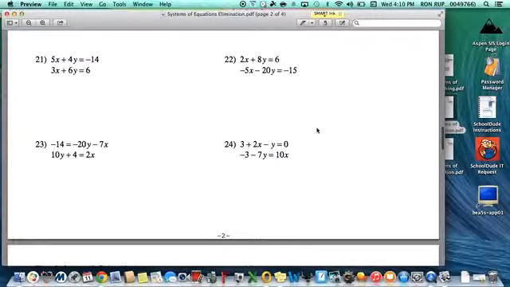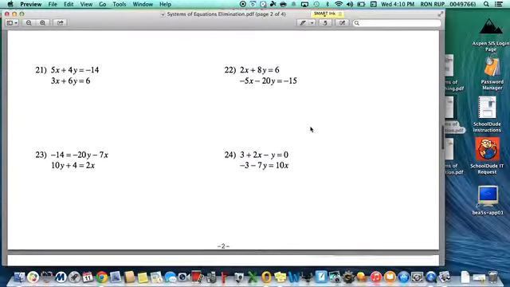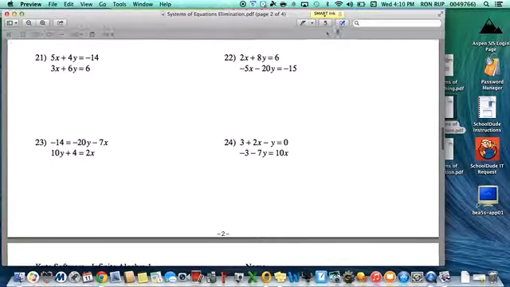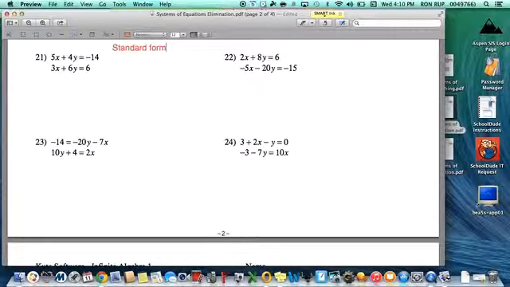Here we go. So actually what we'll end up doing is we'll do 22 and 23 because 23 is very important. So I'm going to write up here the first rule of elimination. It has to be in standard form. And remember that's Ax plus By equals C. And you need both of your equations to do that.